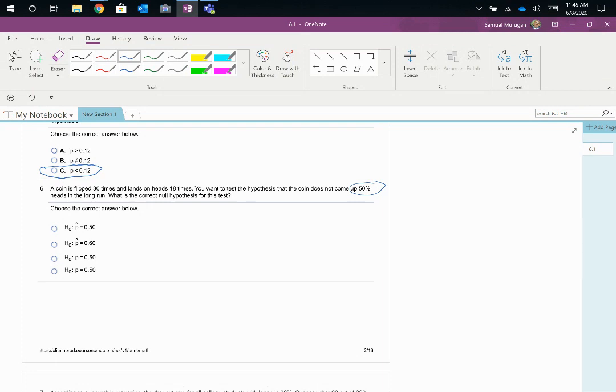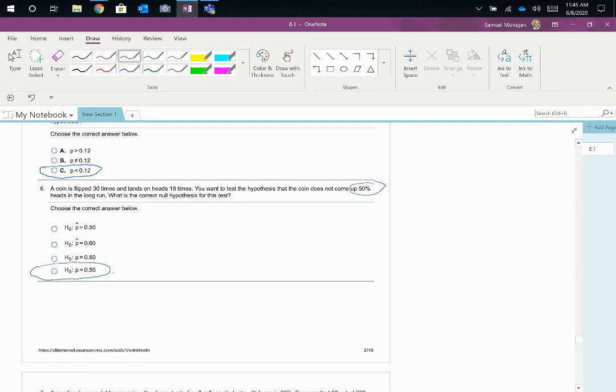So you want to find out that the p-value is not equal to 50%. Where is it? Right here. That the p-value is equal to 50%. That's your null hypothesis. That is the assumption that it's 50% unless you can show otherwise. Okay?